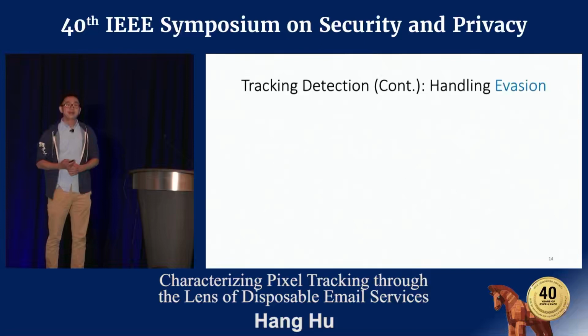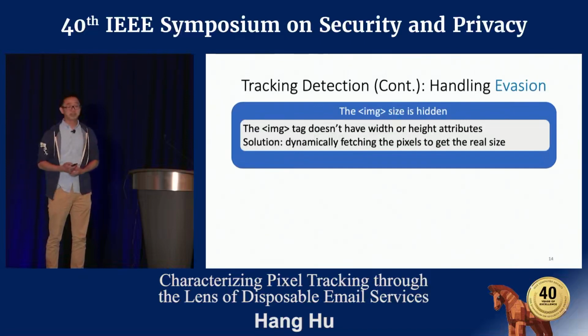During our tracking detection, we found some evasive tracking techniques. The first evasive tracking technique is that some image tags are hiding their actual sizes. They don't have any size attributes, but if you query them, it turns out to be a tracking pixel. Our solution is to dynamically fetch all the pixels to get their actual size. In our data set, 23.9% of all tracking images are hiding their sizes.